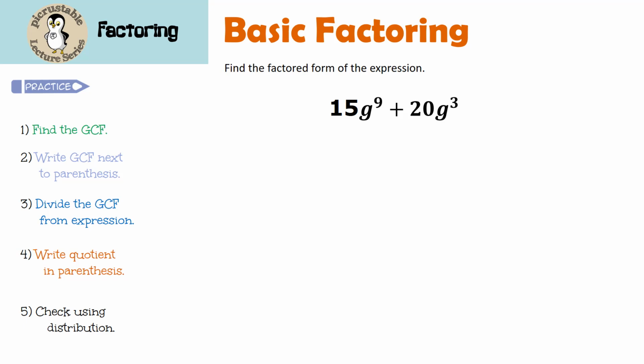The first thing we have to do is find the greatest common factor. 15g to the 9th is 5 times 3 times g to the 3rd times g to the 6th. 20g to the 3rd will be 5 times 4 times g to the 3rd. We're going to circle our common factors, which leaves us with the greatest common factor, 5g to the 3rd.